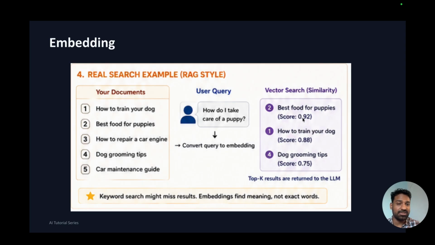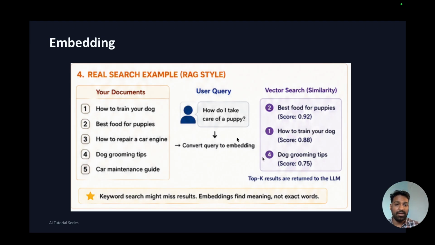The matching score is like 0.92. How to train your dog, the matching score is 0.88. Dog grooming tips, score is 0.75. So if you see, the top k results are returned. Whatever the user query is, the vector db tries to find the similarity from your available documents and gives the top k results. And this top k result we will give to the llm along with the user query.